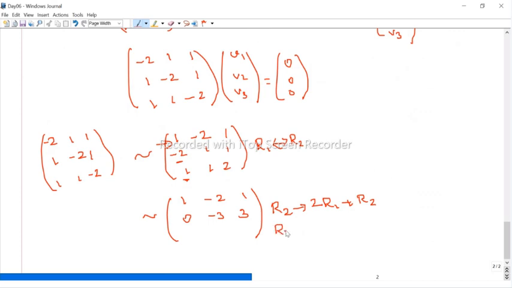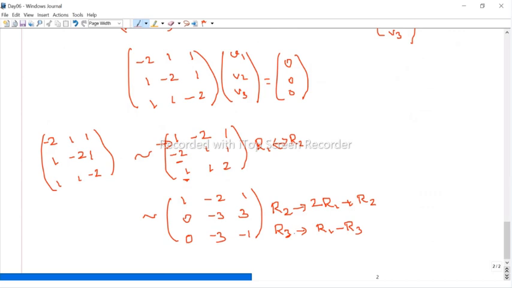What about the third row? I am going to take R1 minus R3. So therefore 1 minus 1 is 0, and minus 2 minus 1 is minus 3, and this one is 1 minus 2 is minus 1.